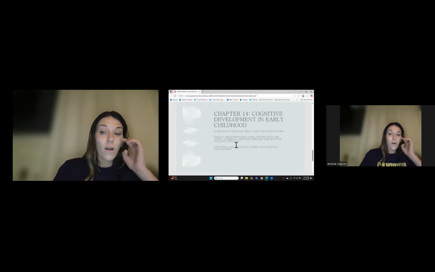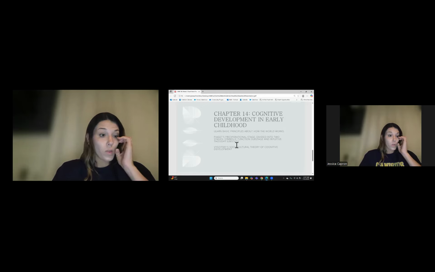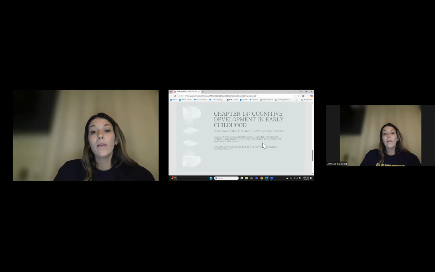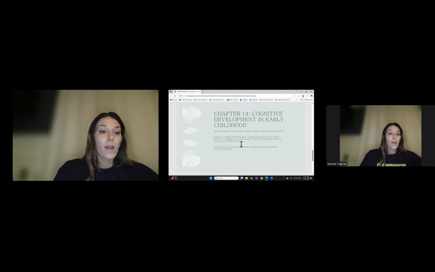The symbolic function substage occurs between 2 and 4 years old, and this is when a child is able to mentally represent an object that is not present. And the intuitive thought substage, which lasts from 4 to 7 years old, is when a child is able to depend on more intuitive thinking rather than perception. So a lot of questions are being asked during this stage.